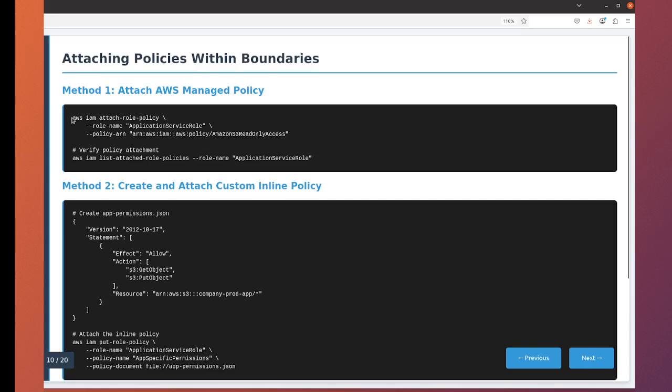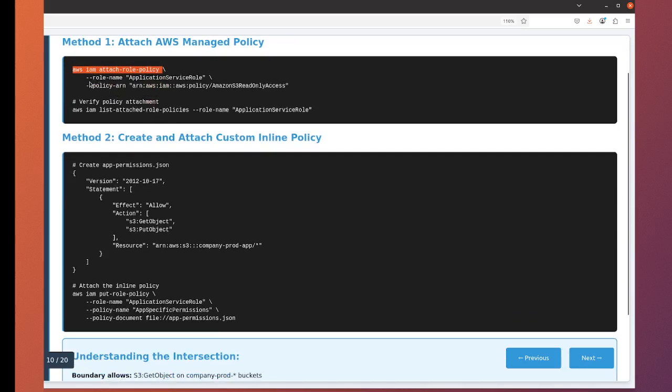Attaching policies within boundaries. Now comes the interesting part, attaching actual policies to our boundary-protected role. Remember, the boundary defines what's possible, but the role still needs policies that grant specific permissions within that boundary. The attach-role-policy command attaches a managed policy to our role. You could also use the put-role-policy command to attach inline policies.